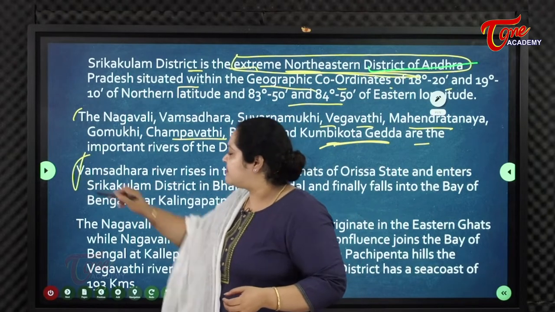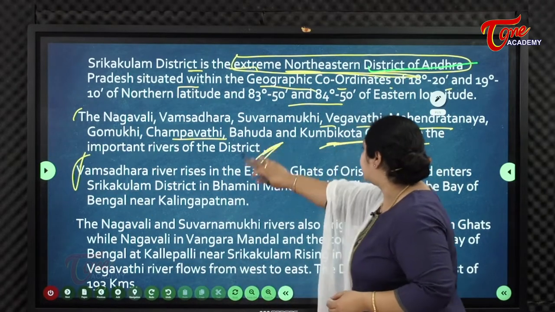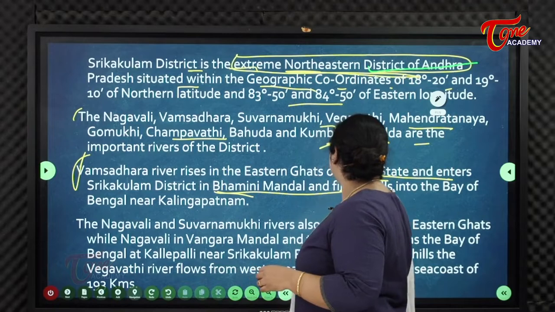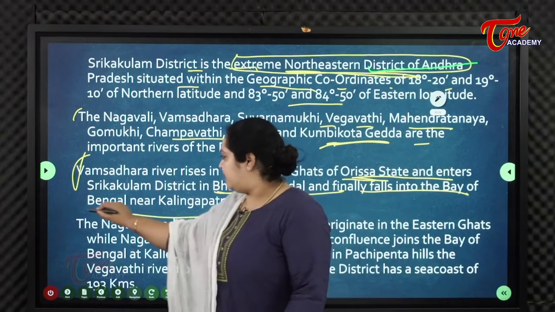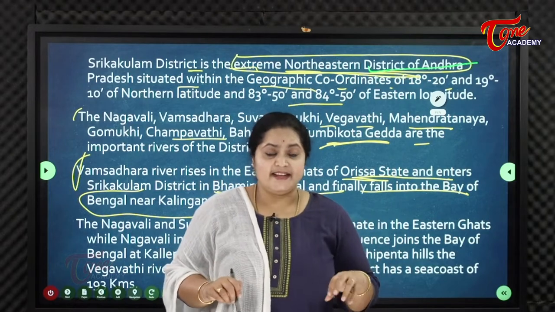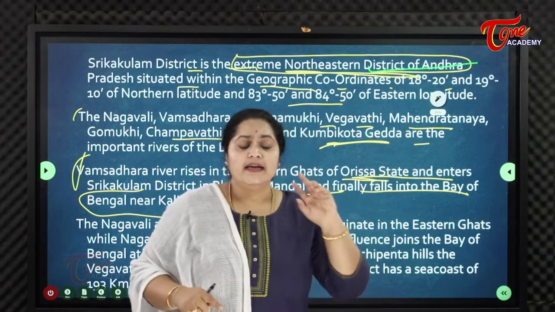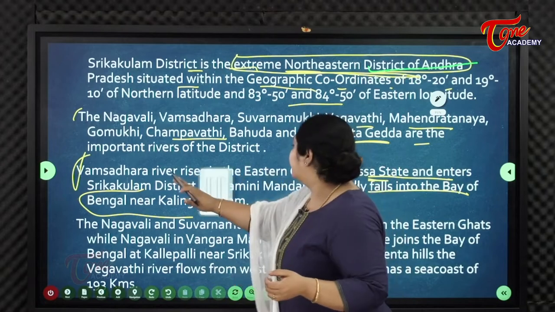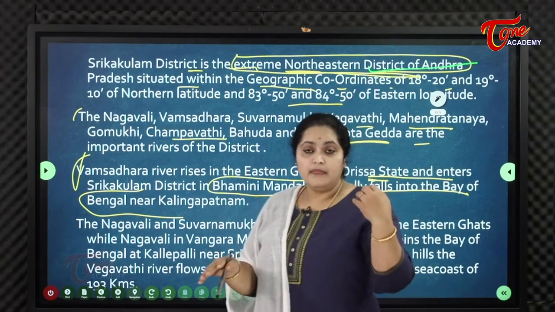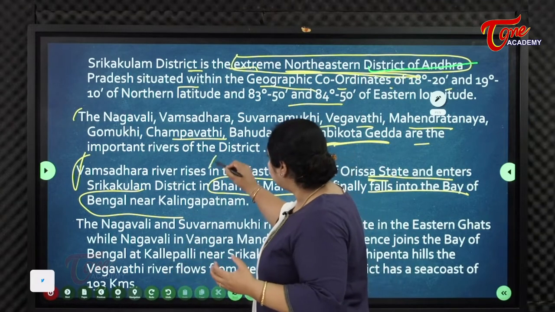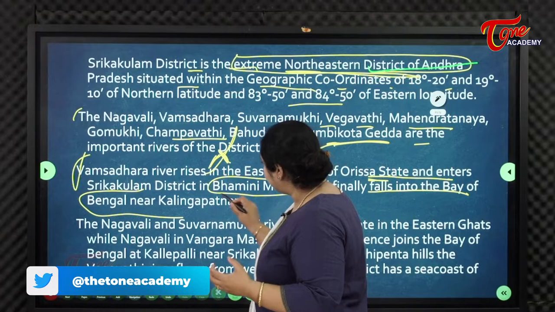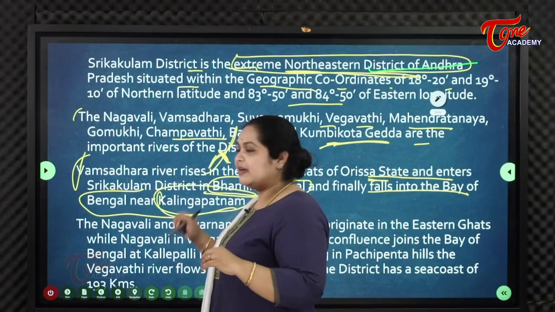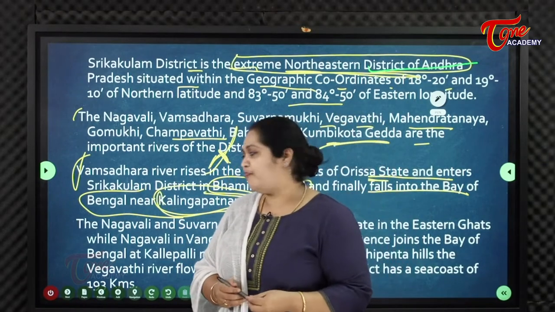Now, coming to Vamsadhara. The Vamsadhara river rises in the eastern ghats of Odisha state, enters Srikakulam district in Bhamini Mandal, and finally falls into the Bay of Bengal near Kalingapatnam. It originates in Odisha but enters Srikakulam at Bhamini Mandal, enters the state of Andhra Pradesh, and finally merges with the Bay of Bengal at Kalingapatnam beach.